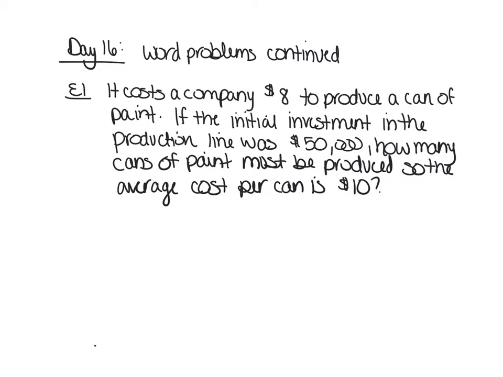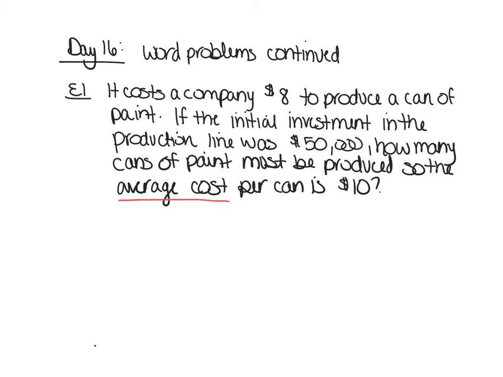So the first question says, it costs a company $8 to produce a can of paint. If the initial investment in the production line was $50,000, how many cans of paint must be produced so the average cost per can is $10? So when you read here, we want the average cost per can to be $10. So that's like the first type of problems we set up for this unit with rational functions.